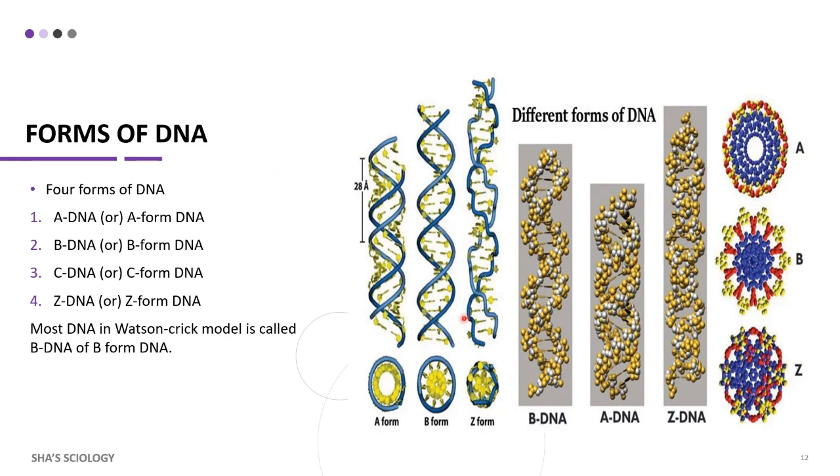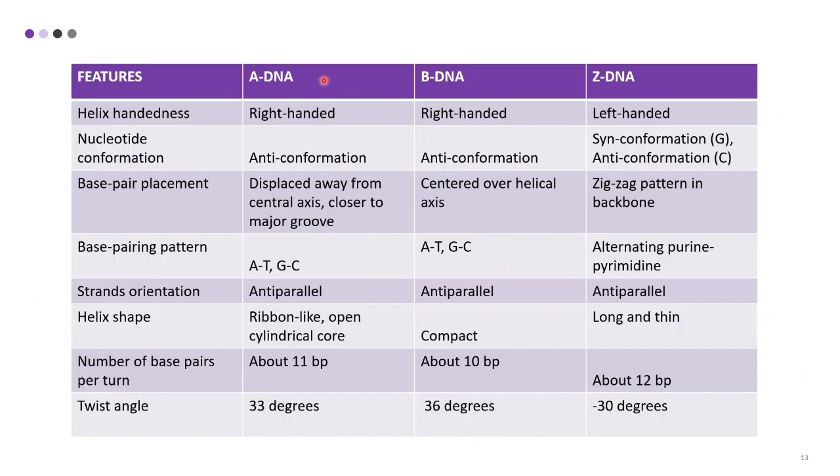So you can find different forms of DNA here. They are A DNA or A form DNA, B DNA or B form DNA, C DNA or C form DNA, and Z DNA or Z form DNA. You can find the structure of the different forms of DNA here, which are distinguished by the number of bases in between. Okay, you can find the structures of the DNAs, right? The most common DNA in the Watson and Crick model is the B DNA or B form DNA. Here is the list of features of different kinds of DNA.